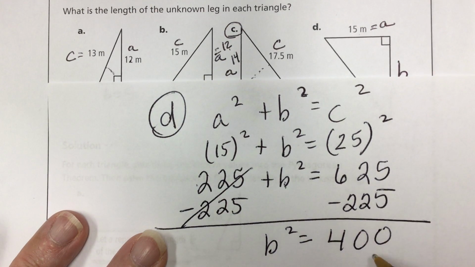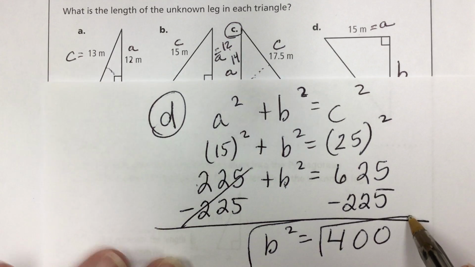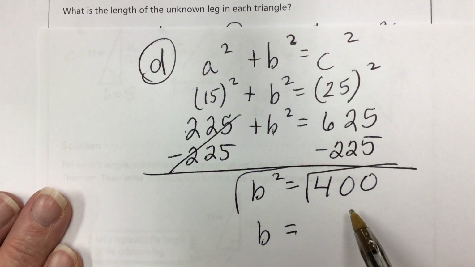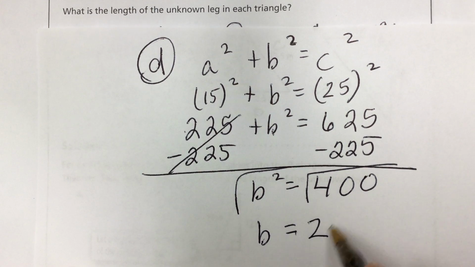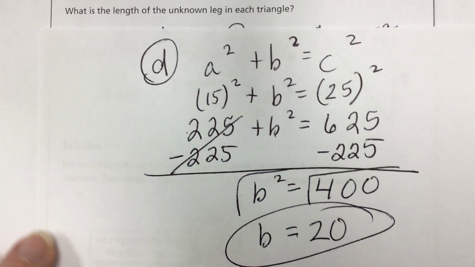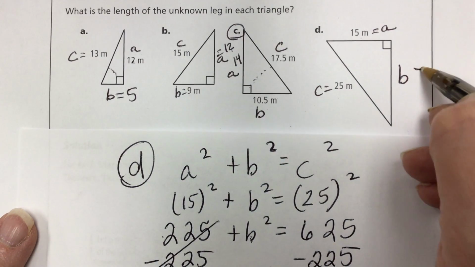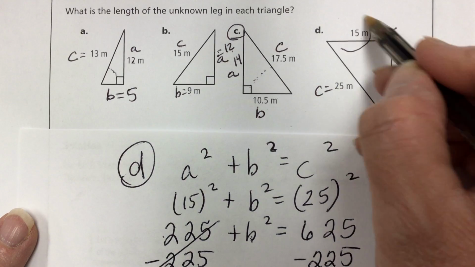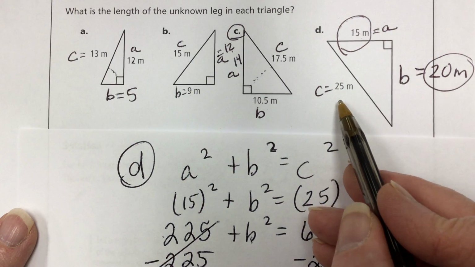To go from B squared to B, let's take the square root of both sides. So B is equal to, if you punch in your calculator the square root of 400, you get 20. So the length of the other leg of this right triangle is 20. Make sure that the two legs are smaller than the hypotenuse, and it is.